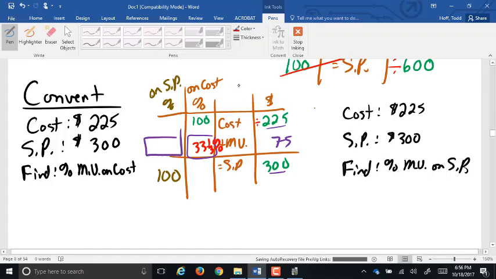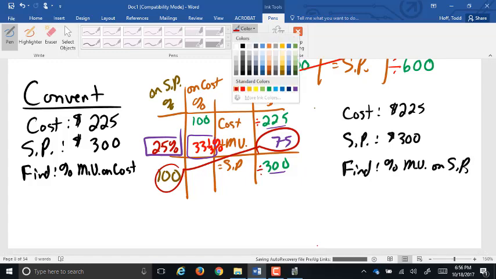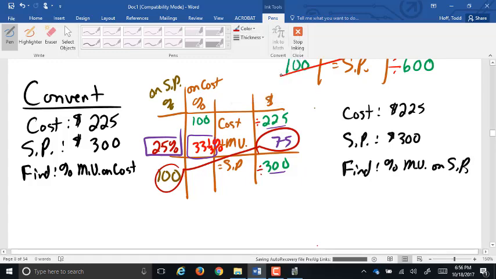This time, what numbers am I going to multiply? Yeah, 100 times 75 and then divided by the 300, which is going to be 25%. Make sure everybody has time to get that one down.